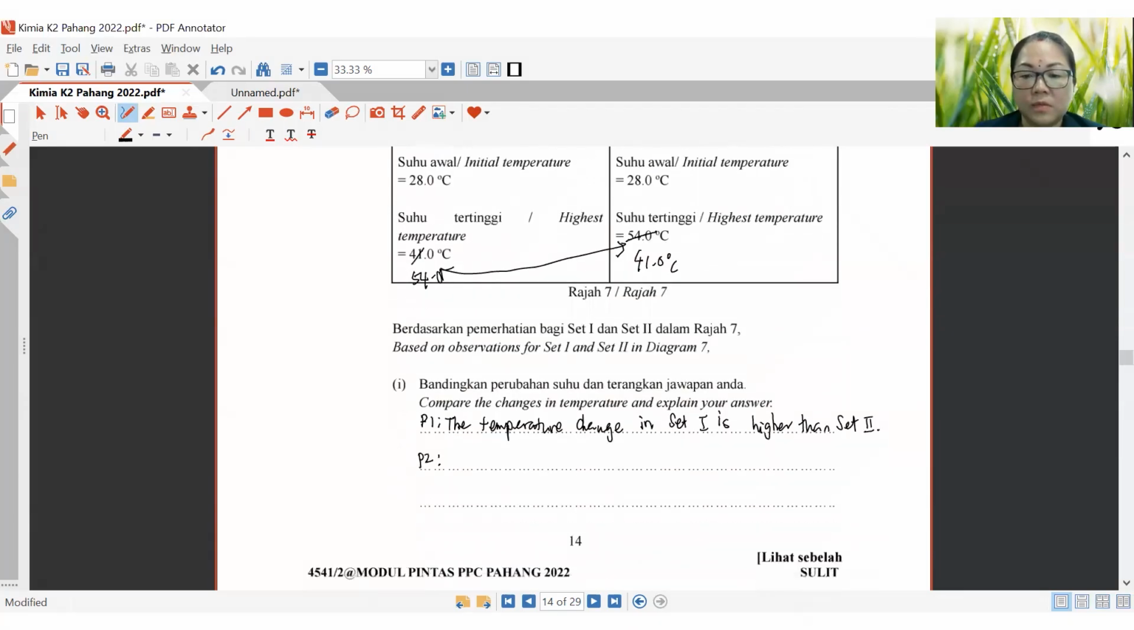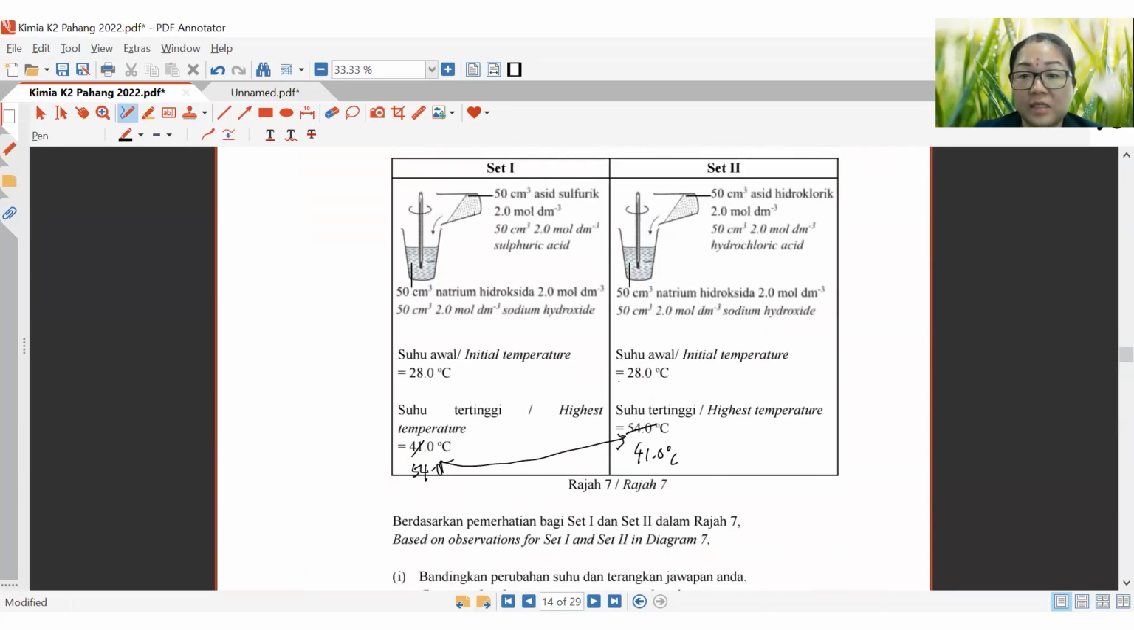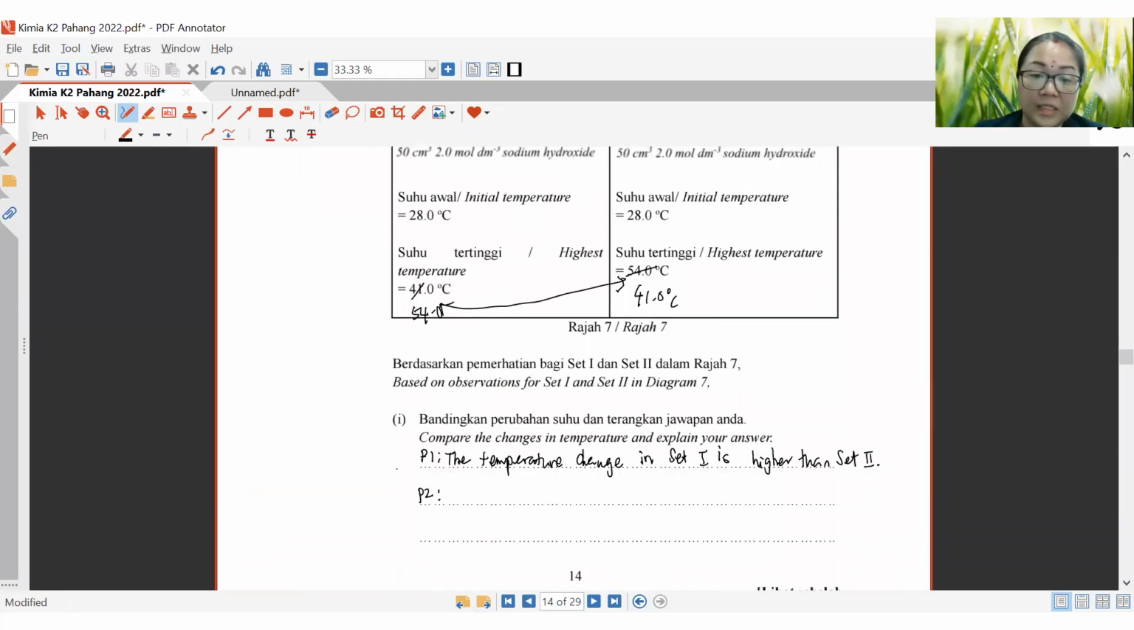Okay, next let's look at point 2. We have to justify what is the reason behind this. So first thing you can say is because of the type of acid that is used here. So sulfuric acid is a diprotic acid, whereas hydrochloric acid is a monoprotic acid. Okay, that's the first thing.